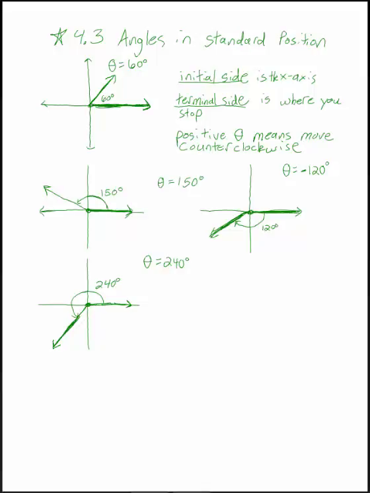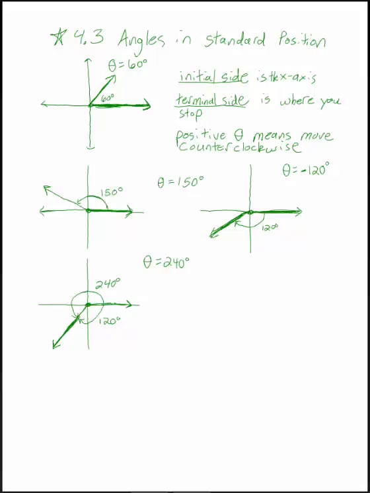Now notice something here. Notice that when theta is 240 and when theta is negative 120, the initial side and the terminal side are both in the exact same place. So if I mark on the 240 one here, if I had gone clockwise 120 degrees, I would have wound up in the same place. Because the 240 plus the 120 is 360, that would bring me back around to where I started. So we have a special name for those angles.